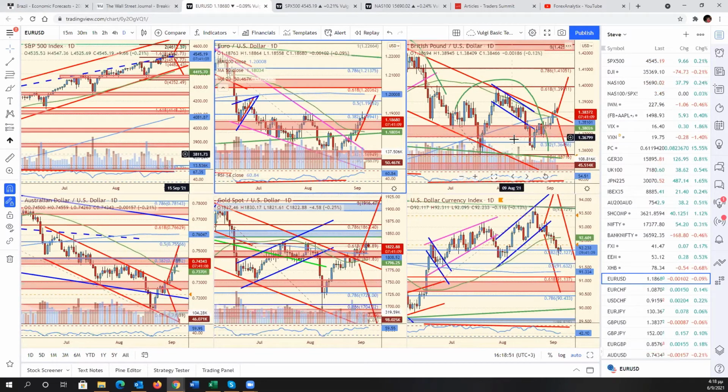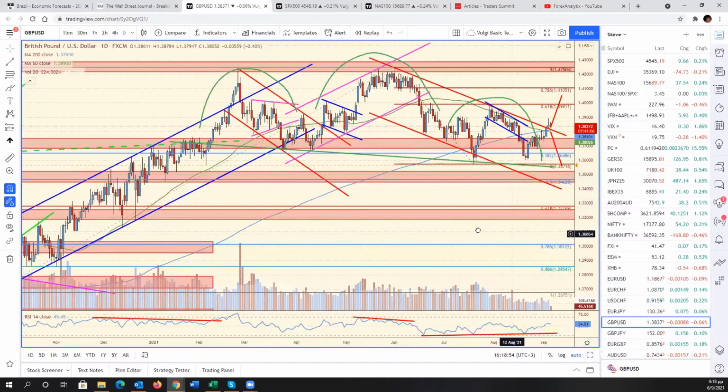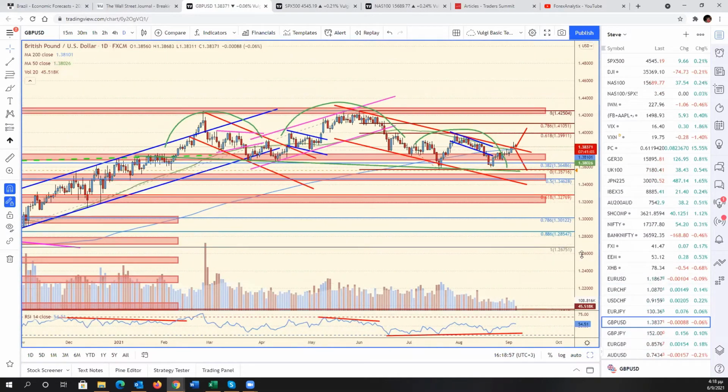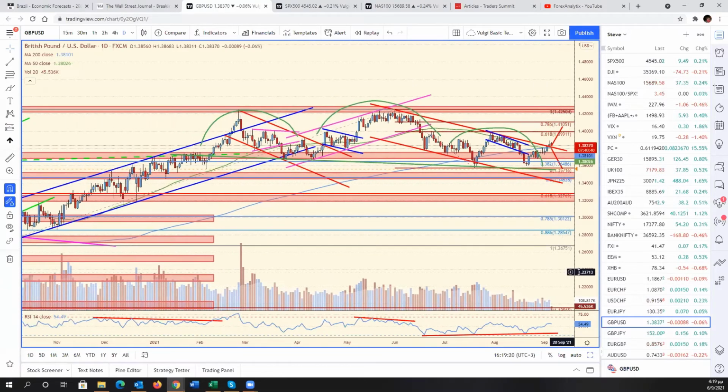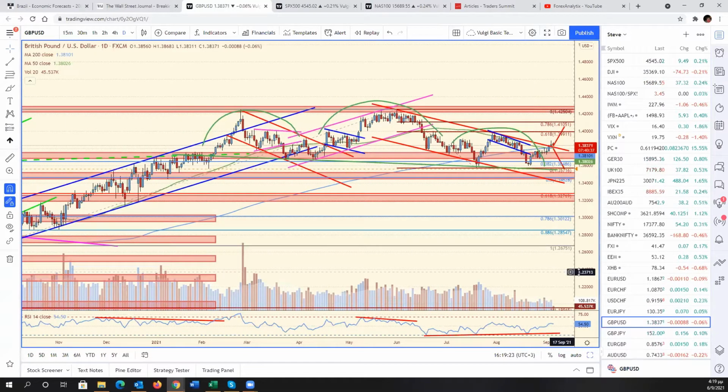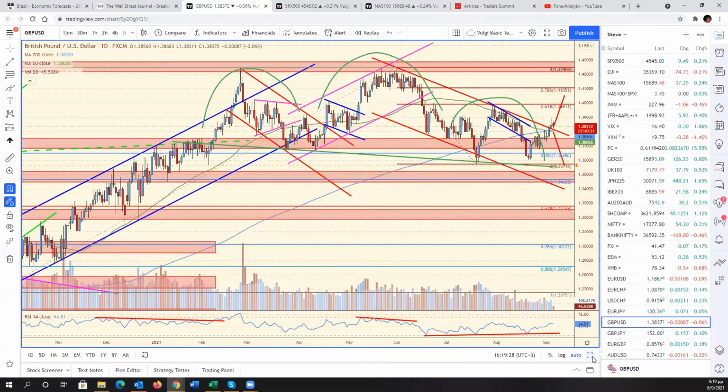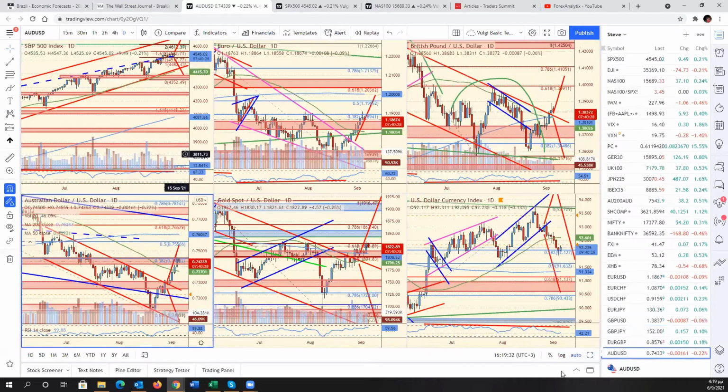The other one is the cable, because the cable broke out on Friday. Didn't have much of a follow through. It initially showed quite a lot of strength, pulled back, pared back like 2/3 of its gains, but still closed above this channel trend line resistance. Today we seem to be more or less consolidating again above this. So I would ideally want to see some follow through before I can be convinced that this is a solid, valid, legitimate breakout and not some kind of a false move.